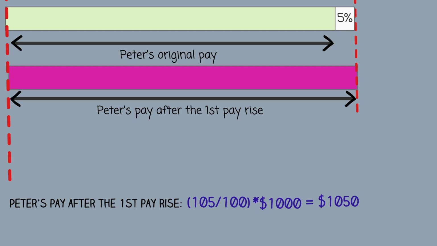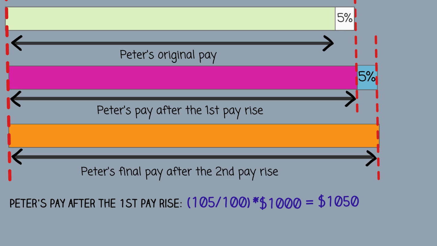Using the model, we can add one small rectangular bar to the pink bar to represent the pay rise of 5%. Do note that this small white bar, depicting the first pay rise of 5%, is different from the small blue bar, depicting the second pay rise of 5%. This is because the white 5% bar is based on Peter's original pay, while the blue 5% bar is based on Peter's pay after the first pay rise.